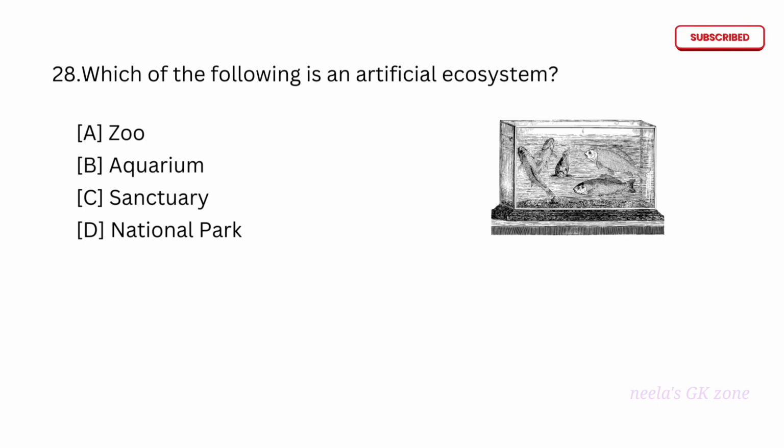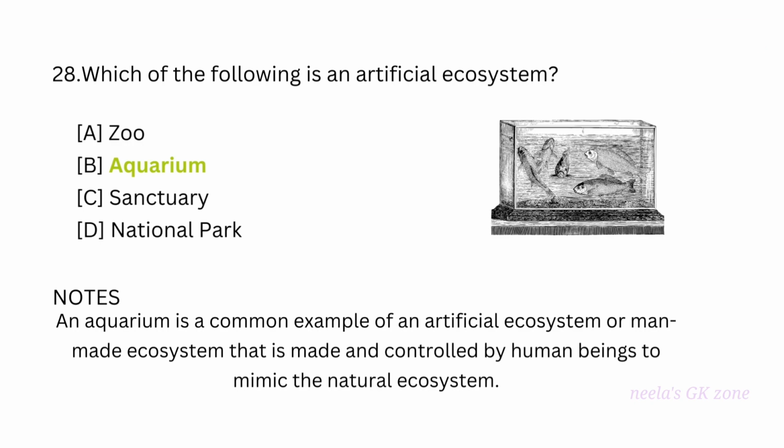Which of the following is an artificial ecosystem? Zoo, aquarium, sanctuary, and national park. Aquarium. An aquarium is a common example of an artificial ecosystem or man-made ecosystem that is made and controlled by human beings to mimic the natural ecosystem.